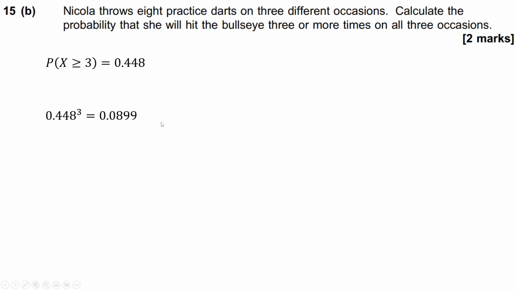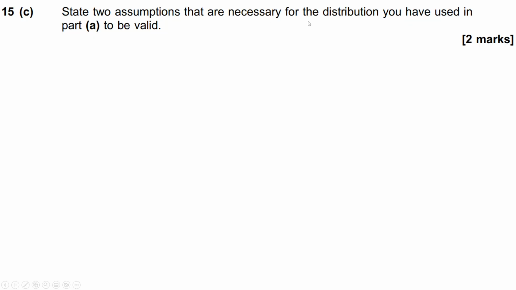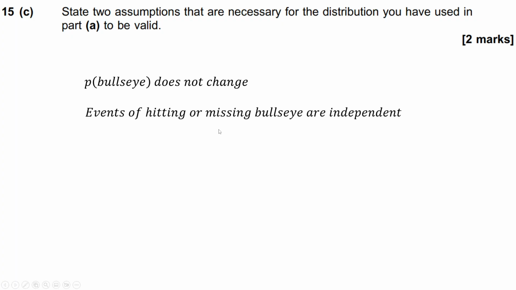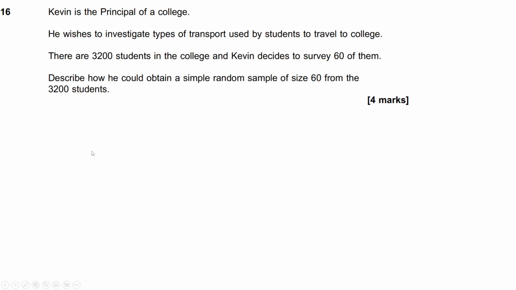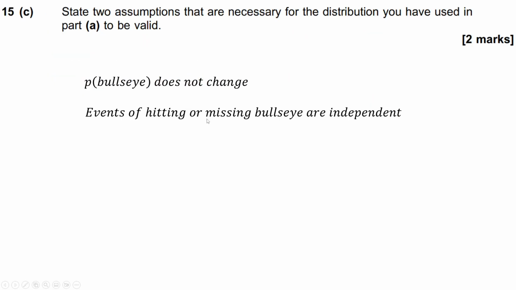So that's just this. State 2 assumptions that are necessary for the distribution you have used in part A to be valid. I've kind of just explained one of them. Probability of bullseye does not change. Events of hitting or missing the bullseye are independent. This just means that hitting the bullseye doesn't influence missing the bullseye. Maybe she doesn't get nervous after she's missed one or something.